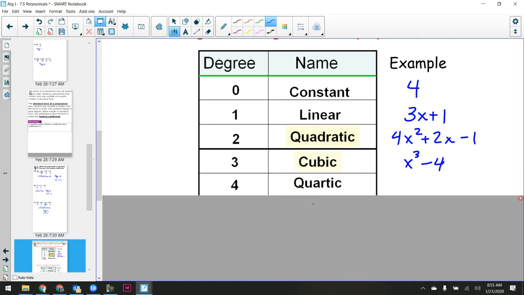Degree of 4 is called quartic. Quartic. I remember quartic by how many quarters are there in a dollar? 4. So like this one, I could say x to the 4th minus 2x to the 3rd plus 2x plus 4. What would you call that one?